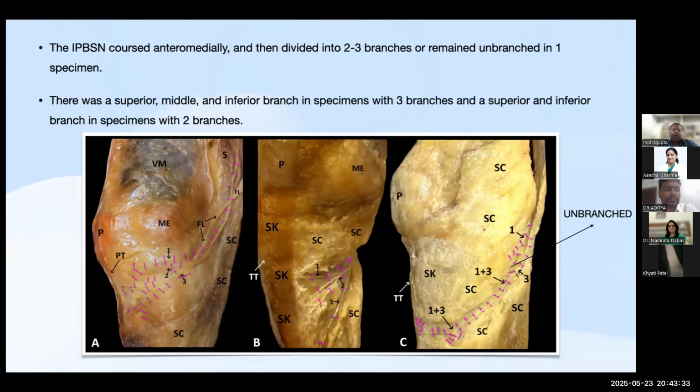The infrapatellar branch goes anteromedially and then divides into two or three branches or remains unbranched. When it branches into three, there are superior, middle, and inferior branches. And if it branches into two, there are superior and inferior branches, with no middle branch.